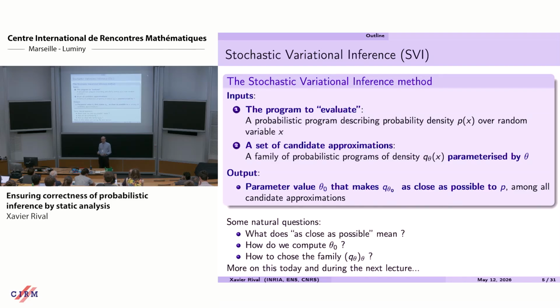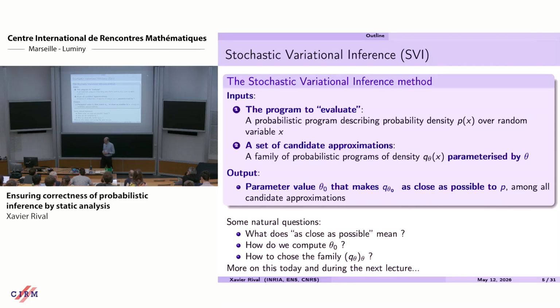And you will just ask the inference engine to choose the optimal value of the parameter, or at least the one that it considers optimal. And that will give you, in this family of candidates, one that is hopefully close enough to your initial program, which is going to be called today the model. Okay, so essentially at that point we have more questions than answers, right? What does it mean for a model to be as close as possible to another?